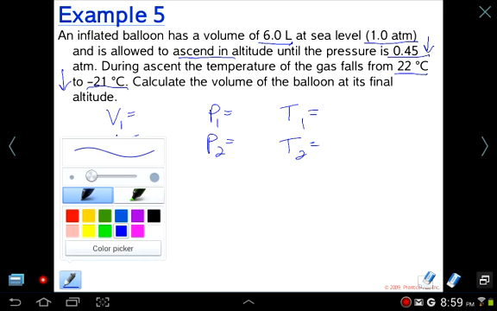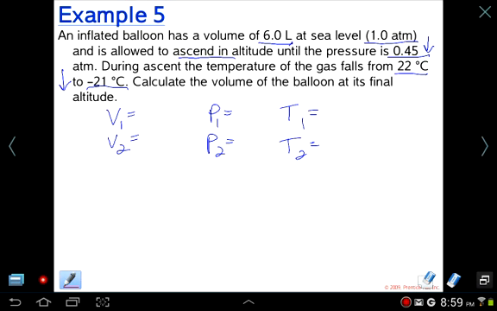In this case, we have ourselves 6.0 liters as our initial volume. Here it says calculate the volume of the balloon at the final altitude, so this will be our unknown again. The initial pressure is 1.00 atmosphere, and the final pressure looks like 0.45 atmosphere. Initial temp is 22 degrees C, and final temp is negative 21 degrees C.